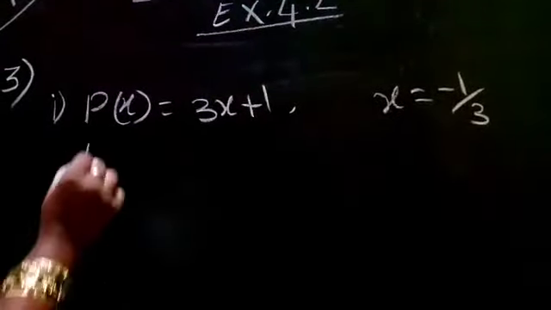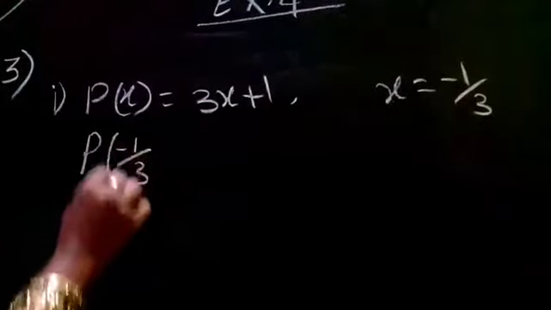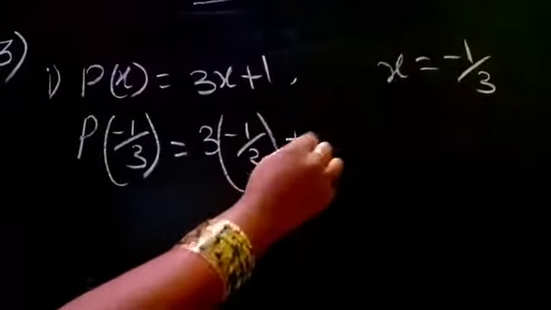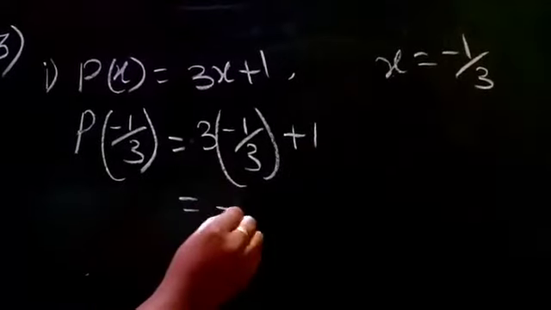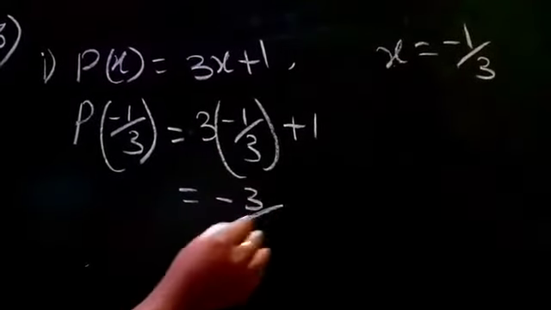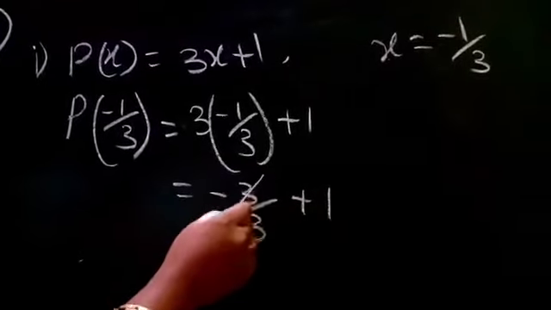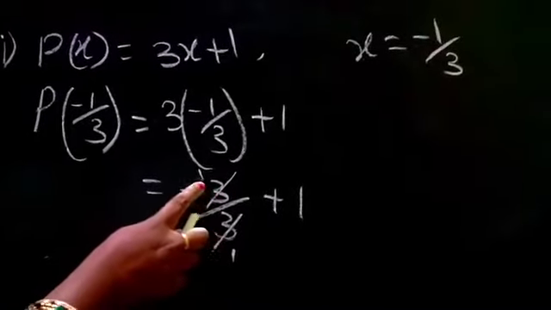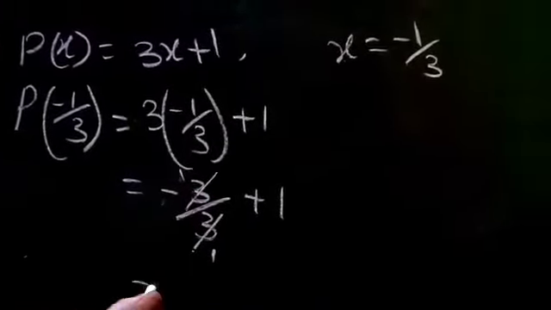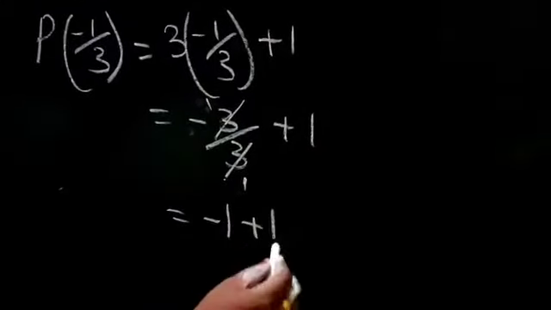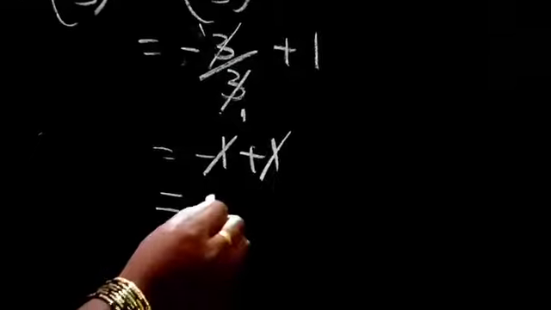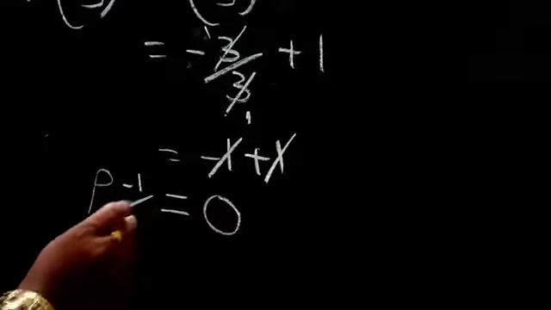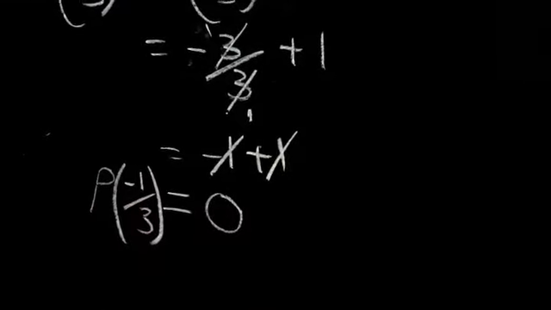We'll check now. P of minus 1 by 3 equal to 3 into minus 1 by 3 plus 1. So here plus into minus, minus. 3 1s are 3 divided by 3 here, plus 1. Numerator 3, denominator 3 will go as 1 time. Here we have minus 1 by 1. Then the value is minus 1, plus 1 here. Minus 1 plus 1 will get 0. Cancel. Our answer is 0. Therefore, x value minus 1 divided by 3 is the zeros of polynomial.